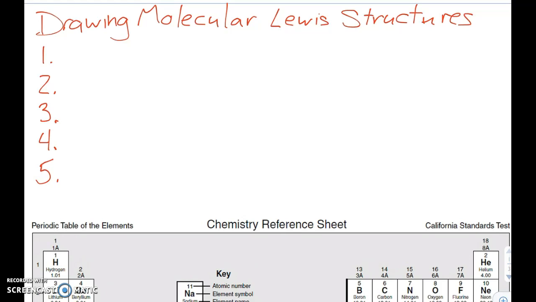So we have 5 simple steps, kind of like a set of rules or tricks to get us the Lewis structure every time. It's kind of like a puzzle, but this is a set of rules that will get us to the correct structure of each of these molecules.